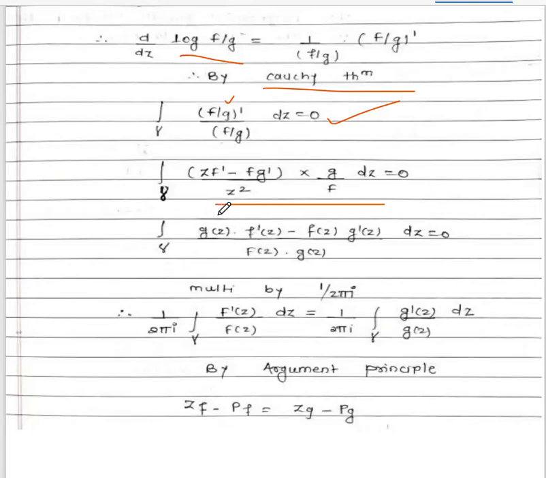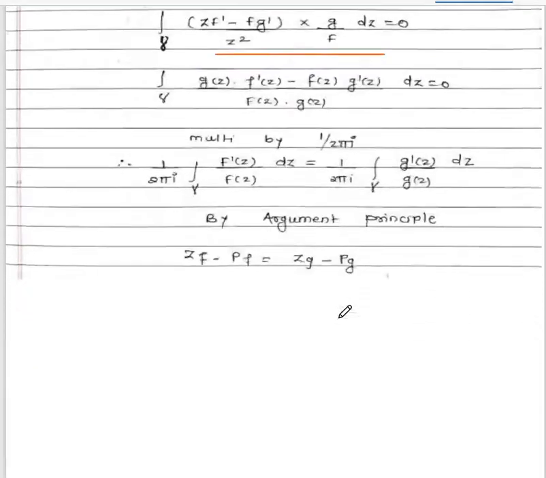Z means g of z into f dash of z minus f of z into g dash of z, we can write dz upon f of z into g of z dz. So multiplying on both sides 1 upon 2 pi.